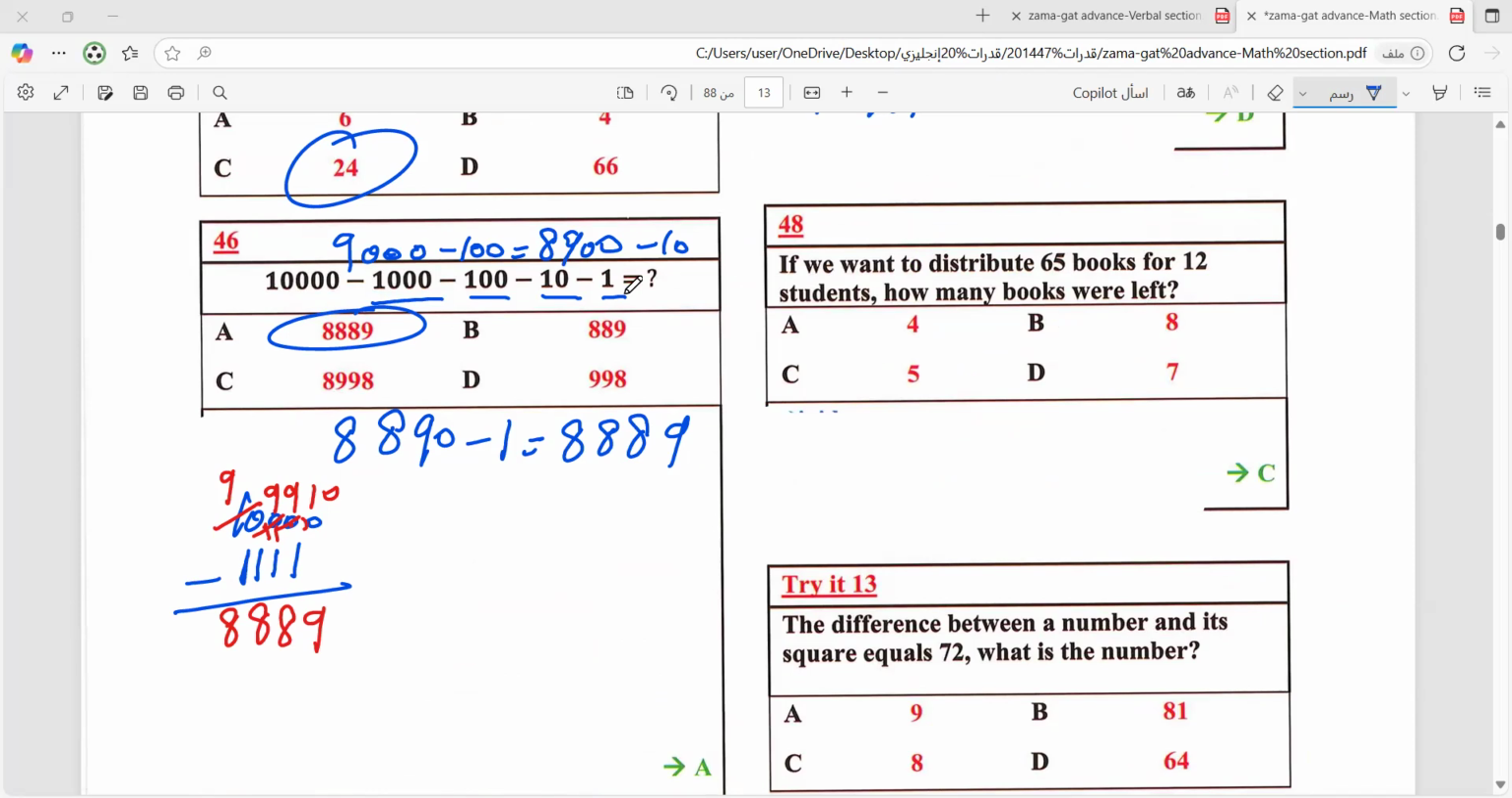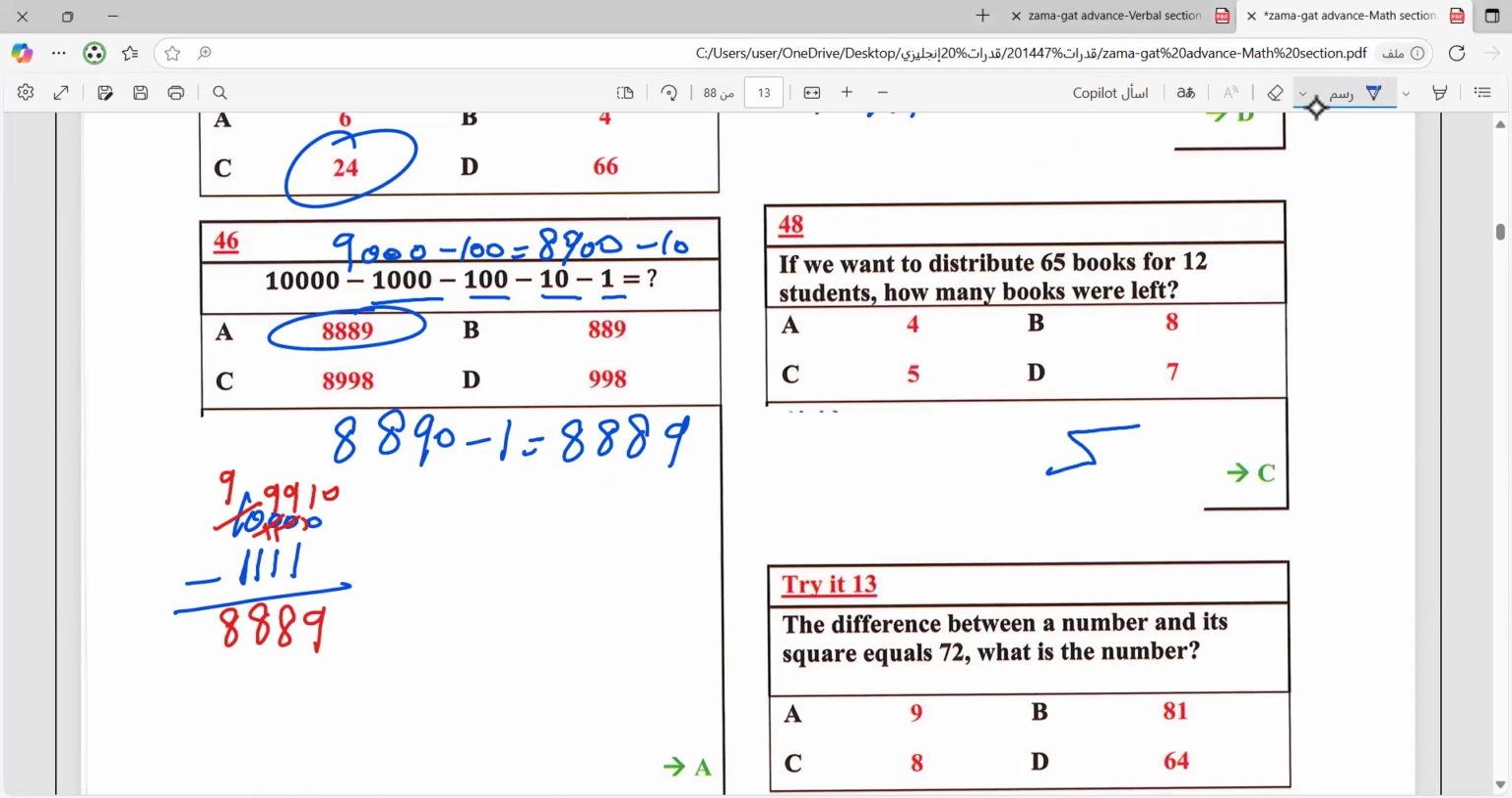Okay. If we want to distribute 65 books among 12 students, how many books are left? We have to find the closest multiple. We can multiply, divide, or you can add 12 plus 12 plus 12 until close to 65. Or you can use long division. So if we do 12 times 5, that equals 60. Then there's 5. The remainder is 5. Correct.